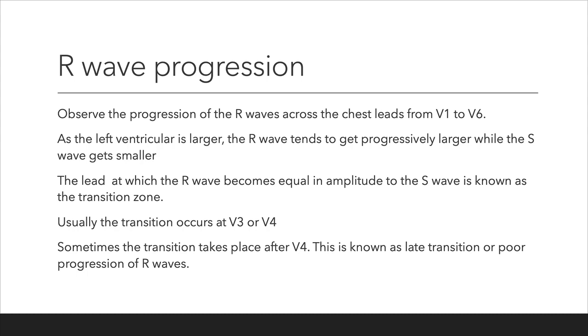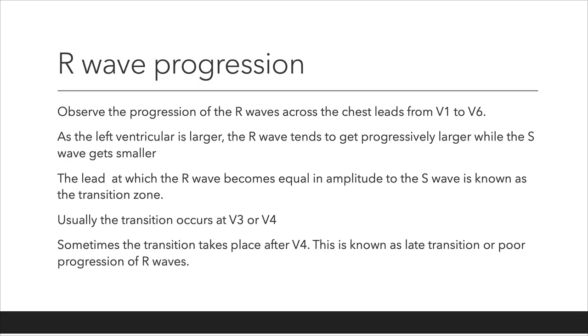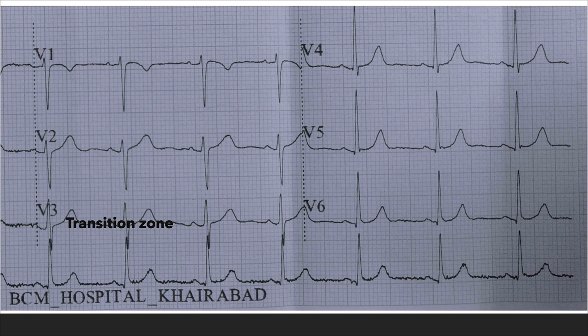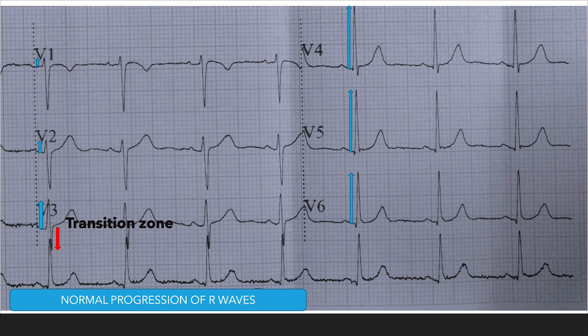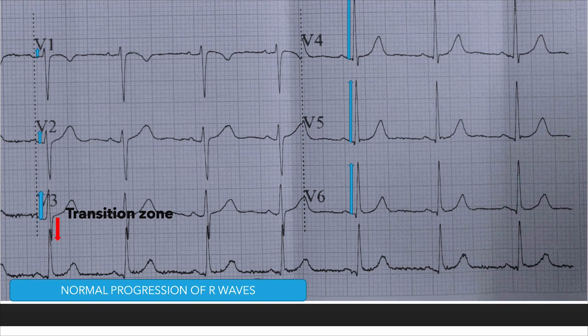Sometimes the transition takes place after V4, and this is when we label it as poor progression of R waves or as late transition. For example, look at this ECG. We see that the R wave is getting progressively larger as we move from V1 to V6. But look at V3, we see the transition zone where the S wave and the R wave are finally of the same height. And this is called a normal transition or normal progression of R waves.